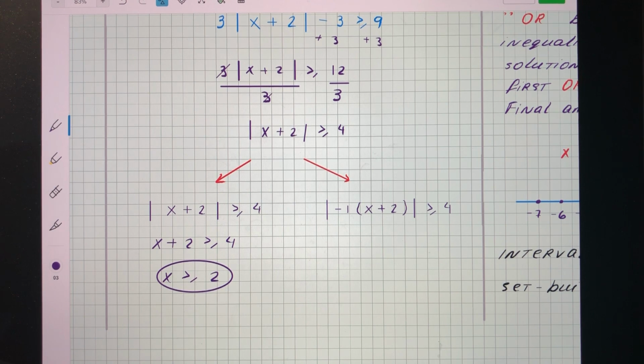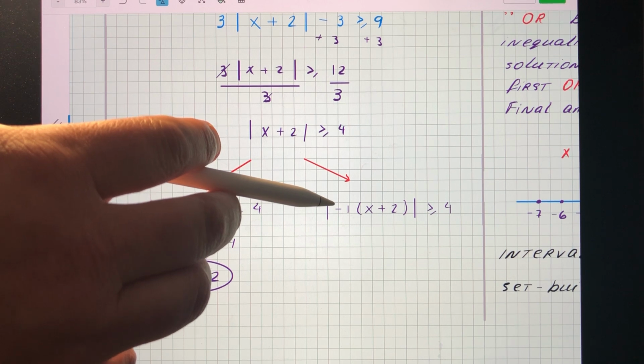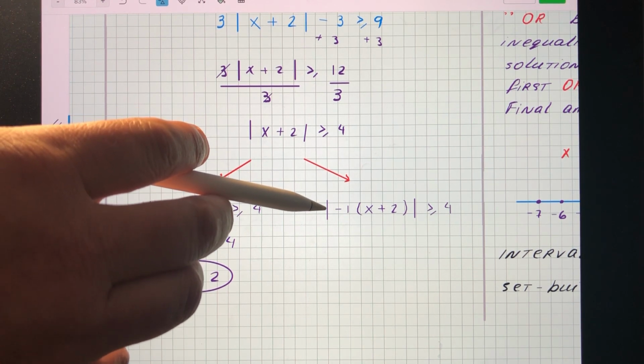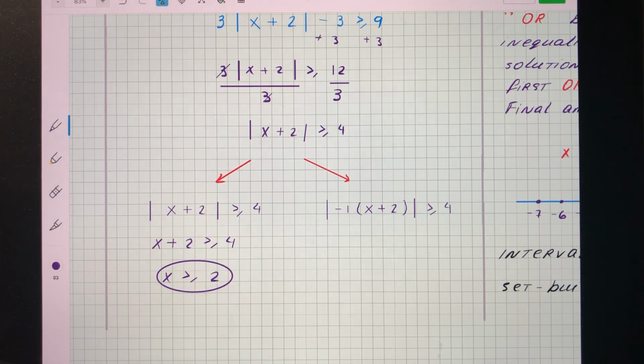The second half could have come up to be negative on the inside, and taking the absolute value of that negative would make it a plus, which would still give us the answers that would work for our inequality. So let's solve this half as well. Now, to cancel the negative 1, we can divide both sides by negative 1. So let's do that. Dividing both sides of our inequality by negative 1 will cancel the minus, but it will also switch the inequality symbol. And that makes x plus 2 less than or equal to negative 4.